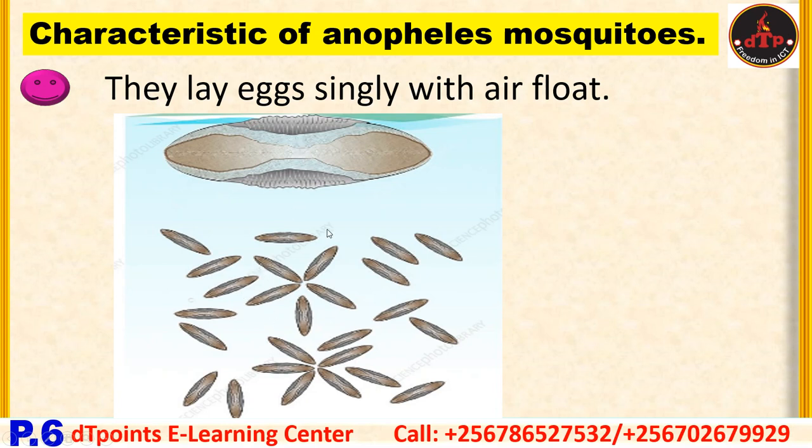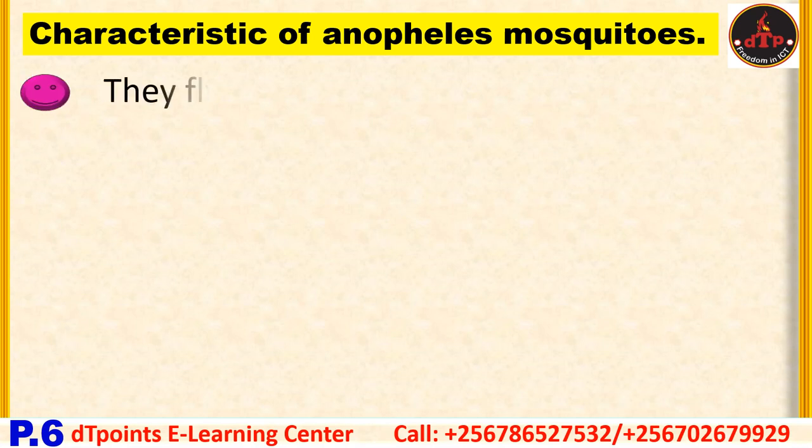So I'm saying they lay eggs singly. These eggs are not joined. They are separate. That one is different from this one, and that one is different from this one. You see, this one is also separate. Even that one. So singly comes from the word single, which means one. Are we together? Yes.